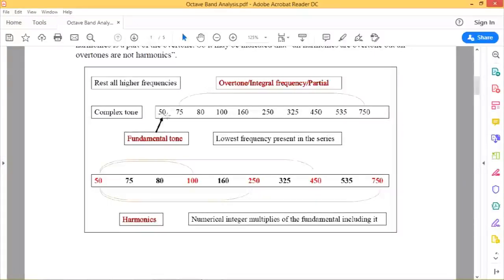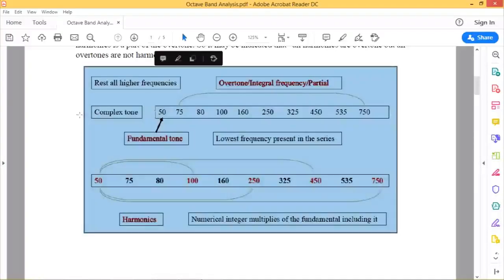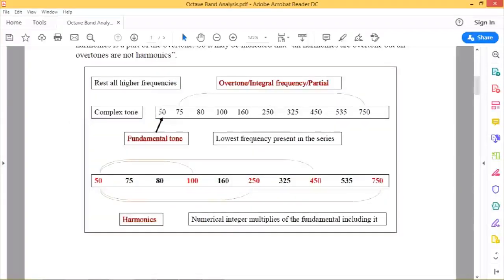So the lowest frequency present in the complex tone will be known as the fundamental tone. Okay, you have to find the lowest frequency present in the complex tone, and that will be your fundamental tone. The remaining portion apart from the fundamental tone, that is from 75 to 750 in our case, will be known as overtone, or sometimes integral frequency, sometimes also known as partial tones or partial frequencies. So a complex tone comprises the fundamental tone plus overtones.